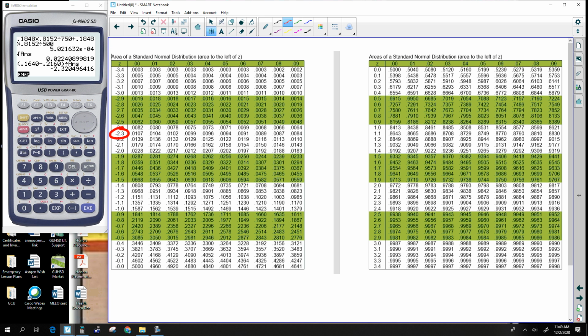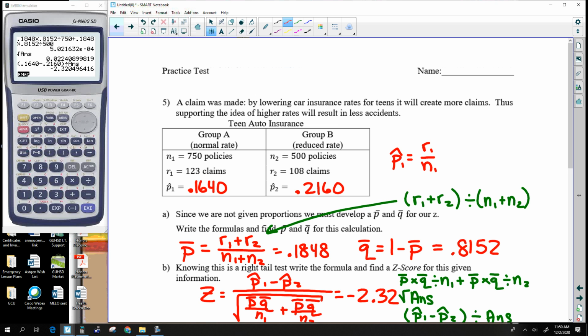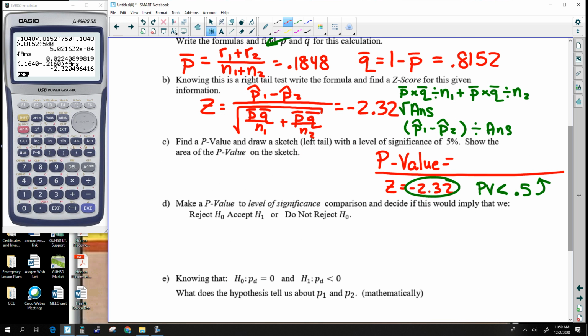So negative 2.32 is 0.0102. All right, so 0.0102 is that. This is a sketch, left tail, alpha of 5%.